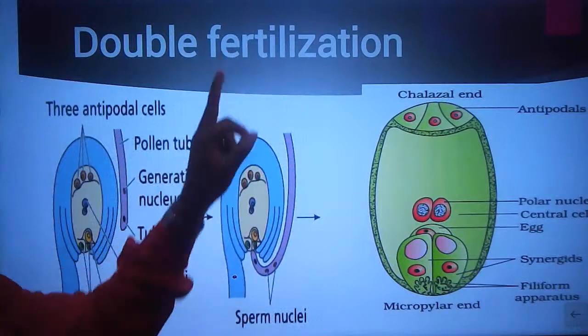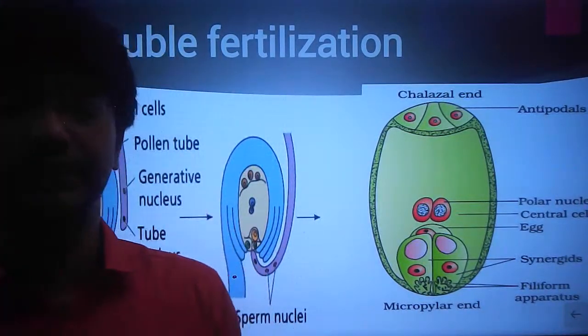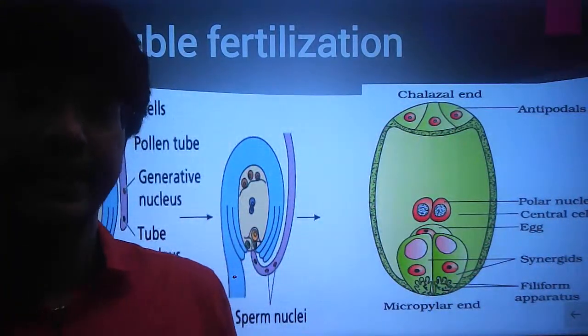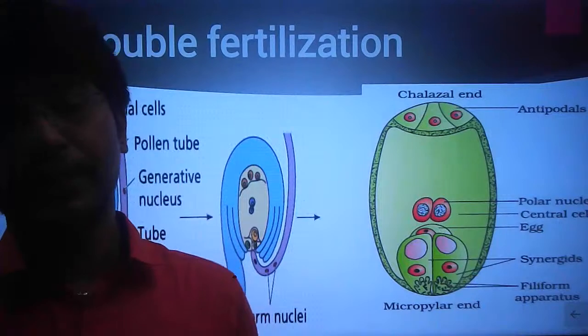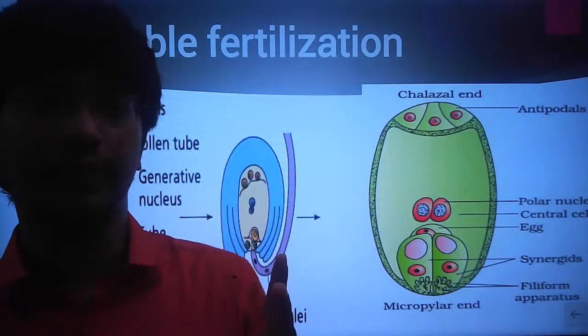So now we come to double fertilization. We discussed already that 2 fertilizations are going to take place in this case. Once the pollen tube starts forming, this we already discussed, guys, I'm just giving the recap. The pollen tube carries 2 male gametes. What will be the fate of these 2 male gametes?